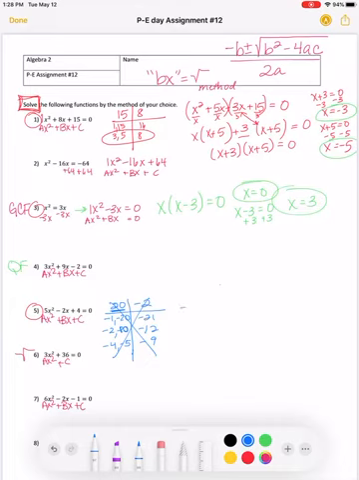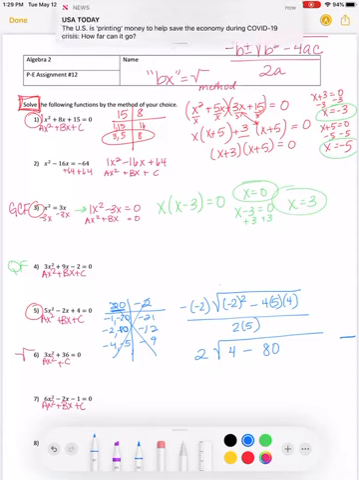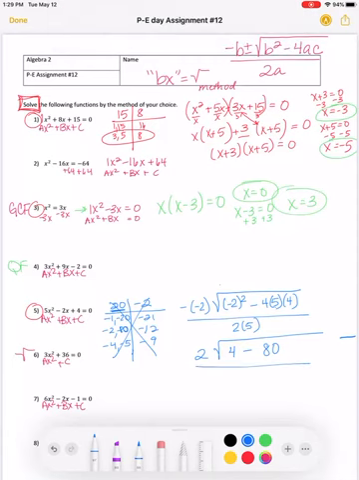So -b, which is -2 times the square root of -2 squared minus 4 times 5 times 4 all over 2 times 5. Okay, so the opposite of a -2 is +2. Square root, -2 squared is 4, minus 4 times 5 is 20. 20 times 4 is 80, all over 10. Okay, so you're going to get a negative number. You're going to get a negative radical. So this is going to be an imaginary solution.